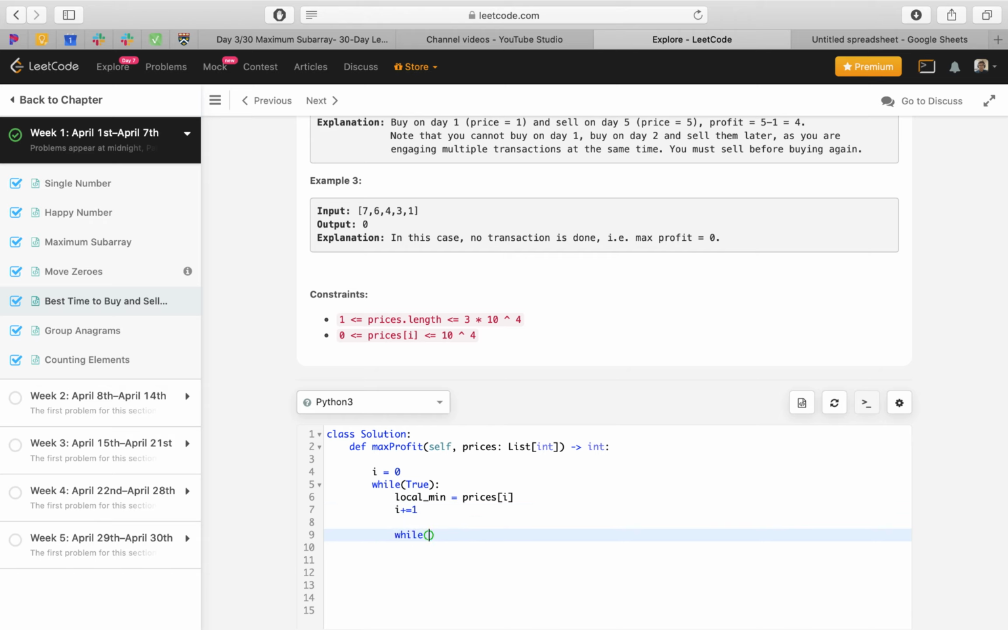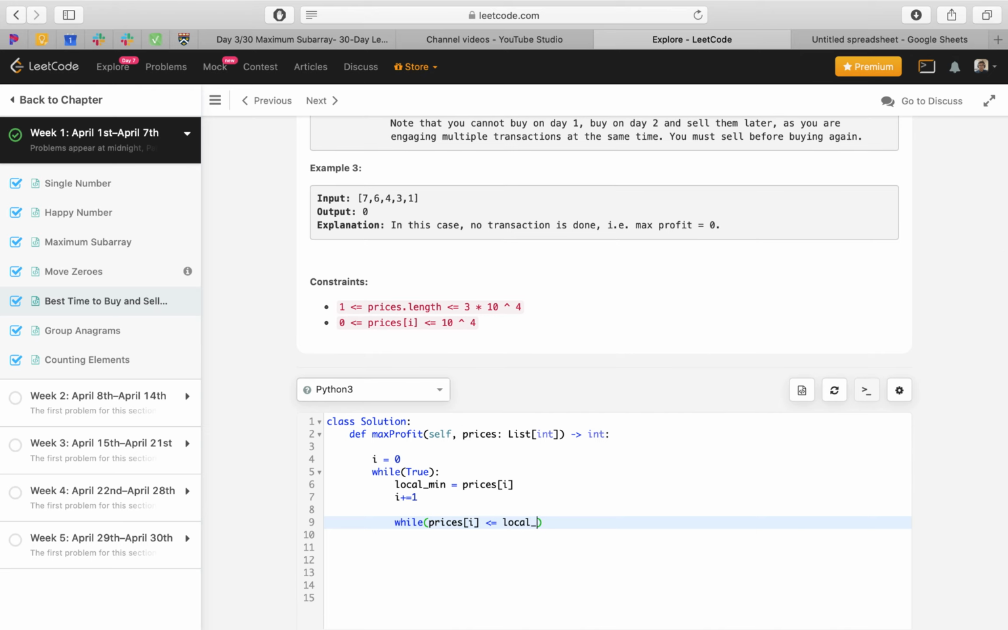So while the price at i is less than or equal to the local min, we want to update our local min to the previous price.